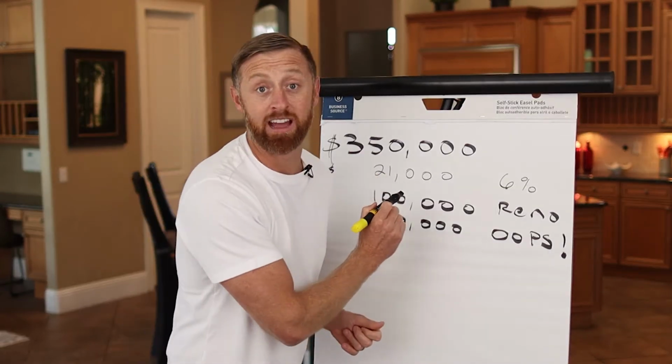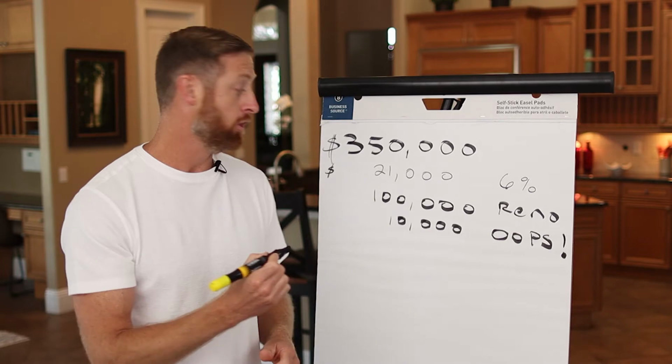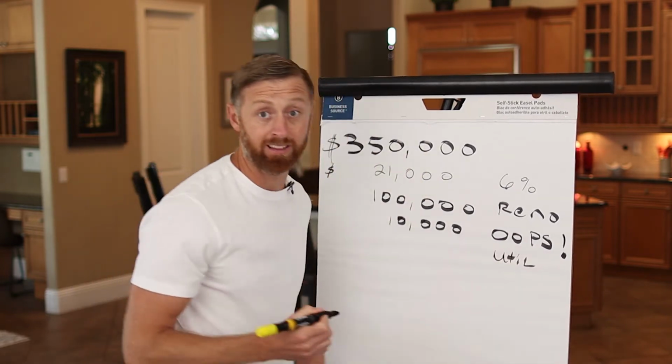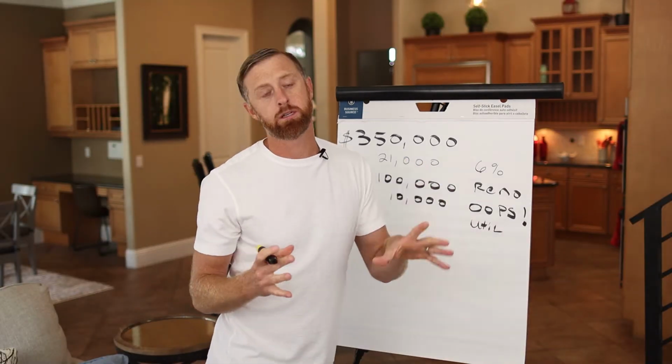We've already spent $21,000 on a realtor, $100,000 on a renovation, $10,000 on a contingency. Let's not forget about what it's gonna cost us to run that property, like, you know, water and electric and sewer. And let's just figure that we're gonna have to hold this property 6 months.